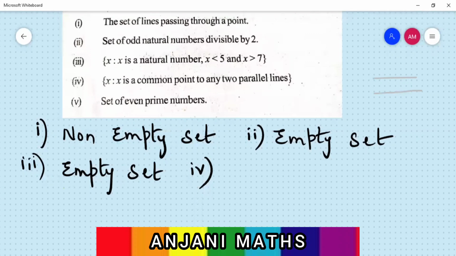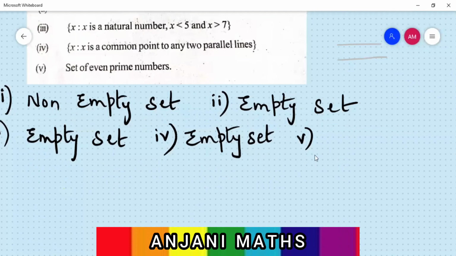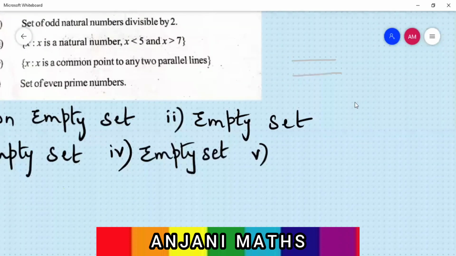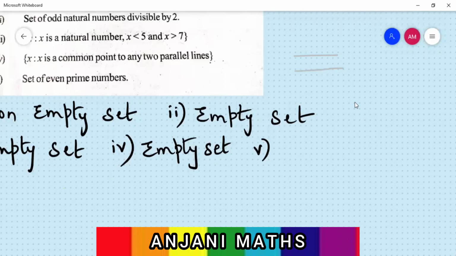So what's the answer for that? Empty set. So what is the fifth one, ma? Set of even prime numbers. Not empty set, ma'am. What's the reason? Two is an even prime. So that set will have only one element, 2. So 2 is an even prime number, so it's not an empty set. Non-empty set.